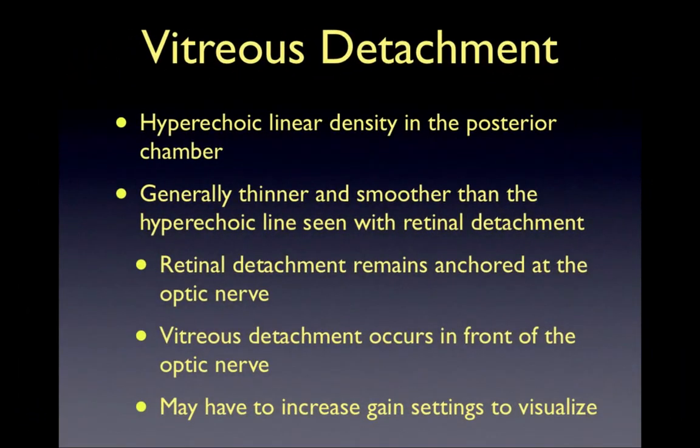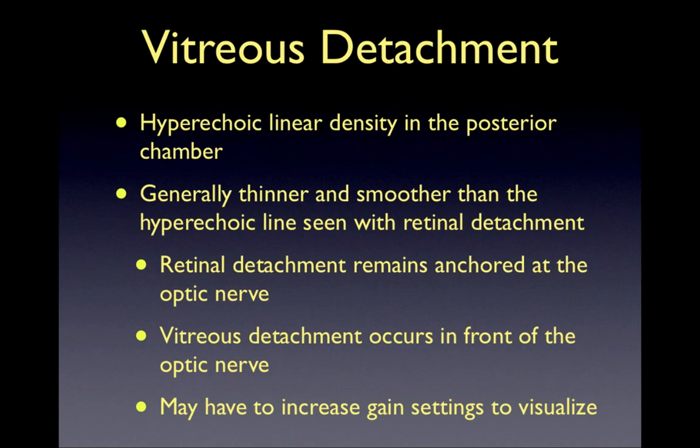Next, I'd like to discuss vitreous detachment. Vitreous detachment can be confused with, and is similar to, retinal detachment in its sonographic appearance. So there's a couple of things you want to look for to differentiate the two. Similar to retinal detachment, there will be a hyperechoic linear density in the posterior chamber. Some things that help differentiate it from retinal detachment is that it's generally thinner and smoother than the hyperechoic line seen in retinal detachment.